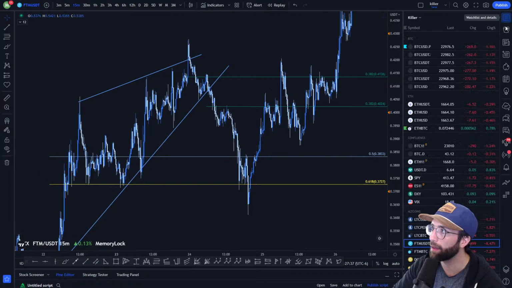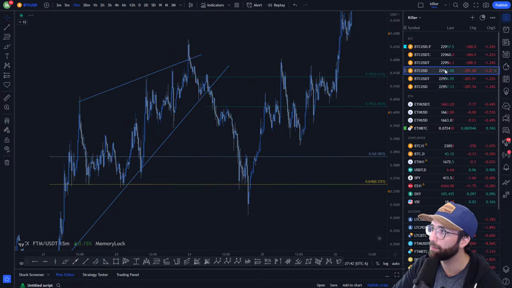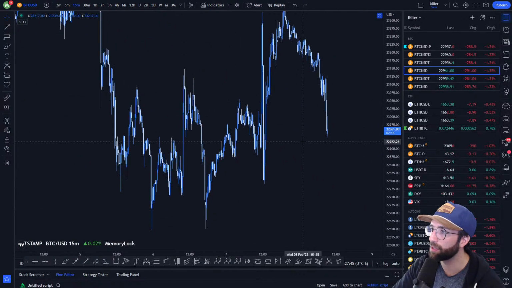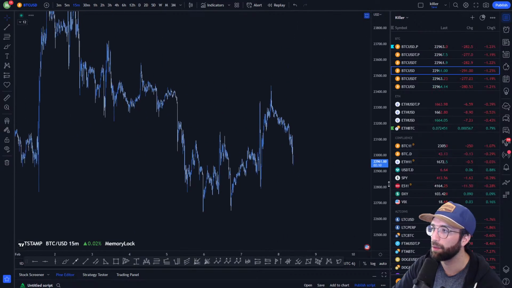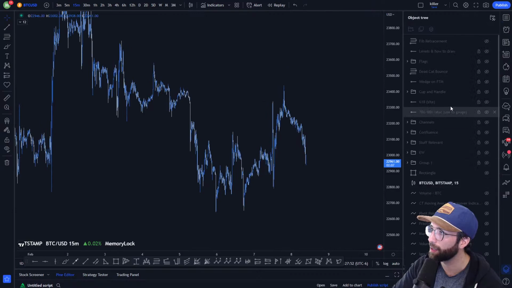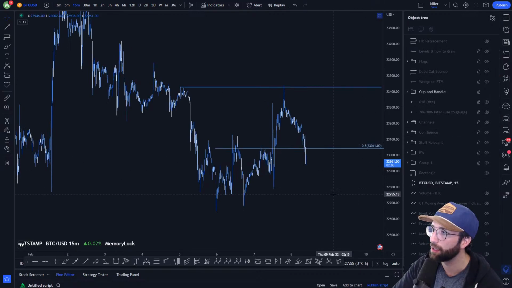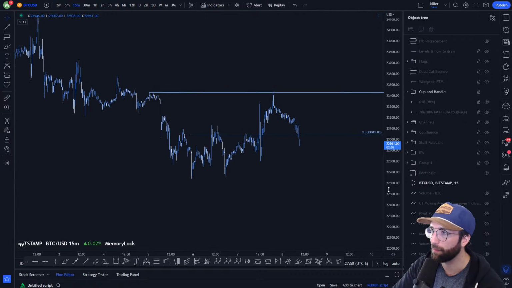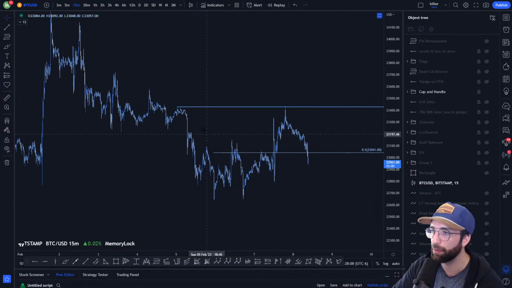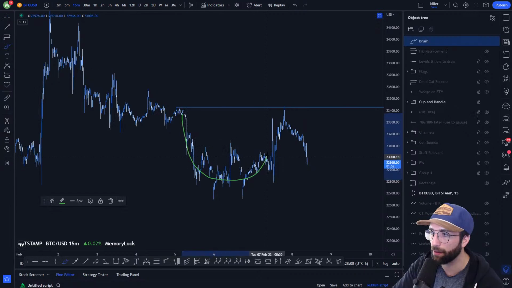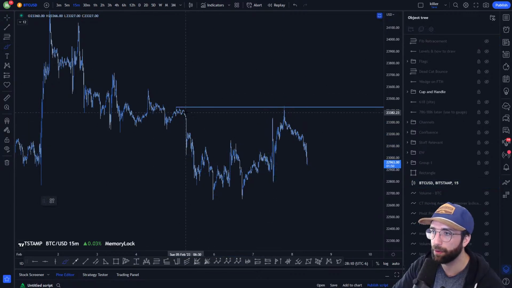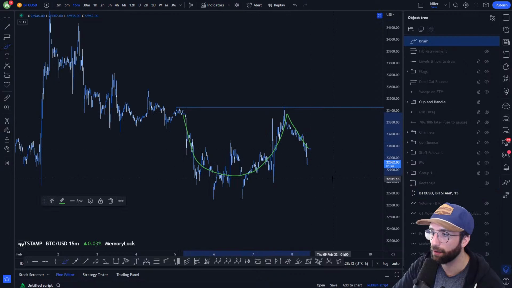Let's go back to BTC, and we'll take a look. This example actually didn't really play out, but that's okay as to when I drew this out. Some people might look at this and say, hey, this is a cup and handle, right? We have a cup and handle here.